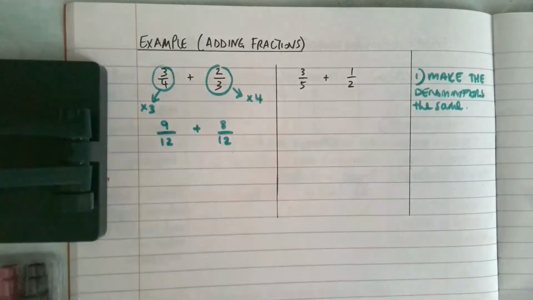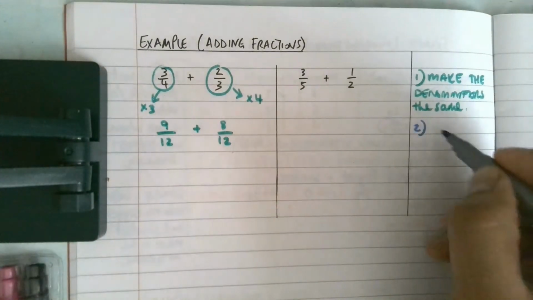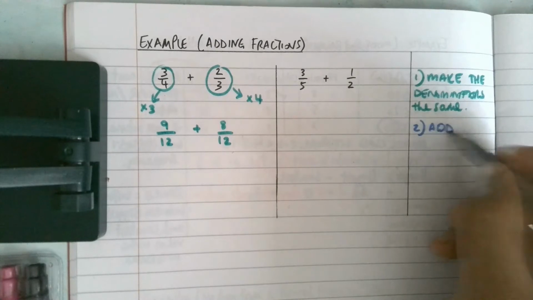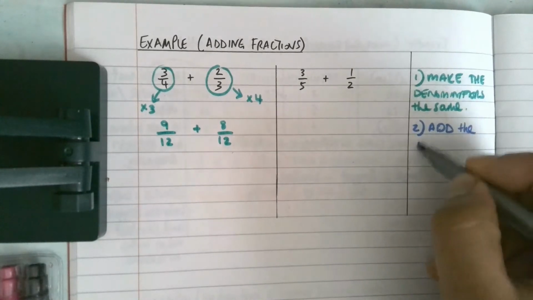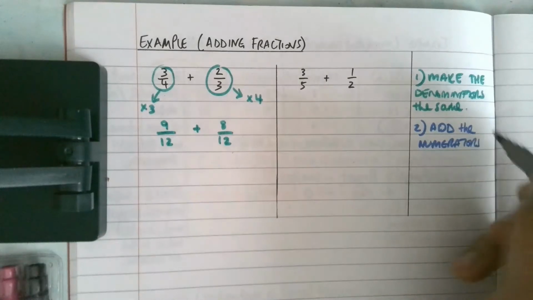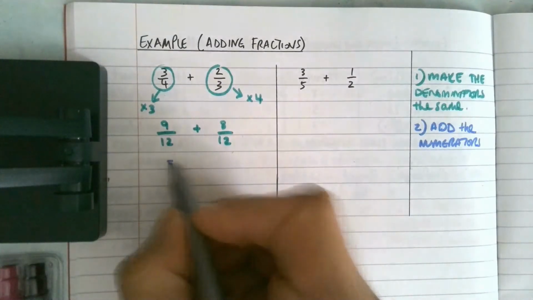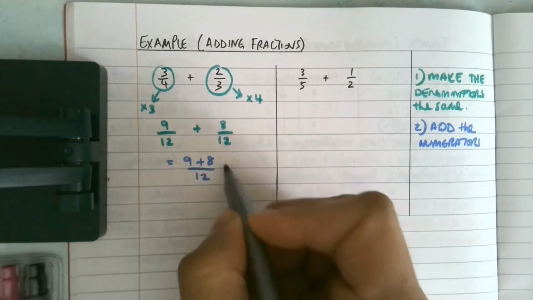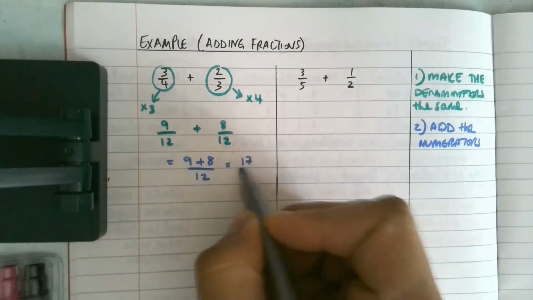And now that the denominators are the same, it's easy for us to compare the fractions and work with the fractions. We can add the fractions together. So we get 9 plus 8 all over 12, and that gives you 17 over 12.